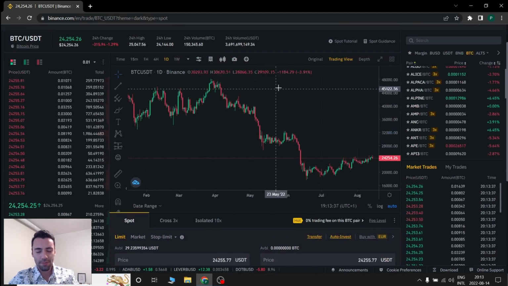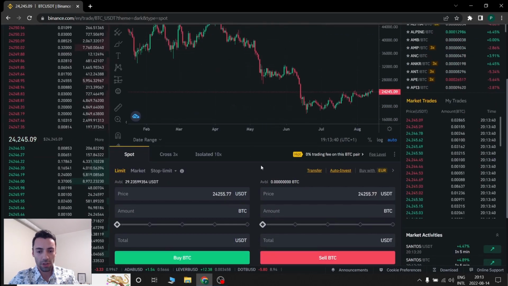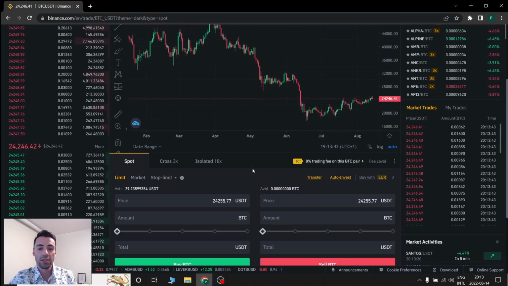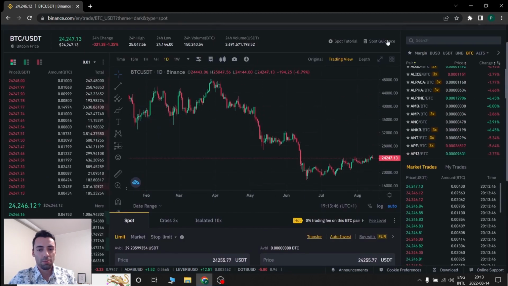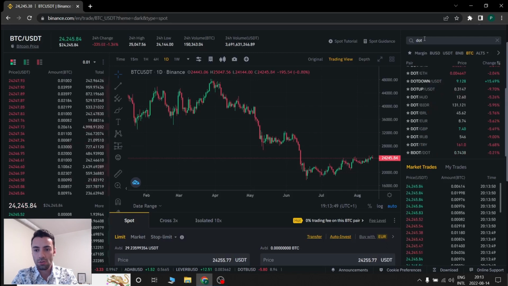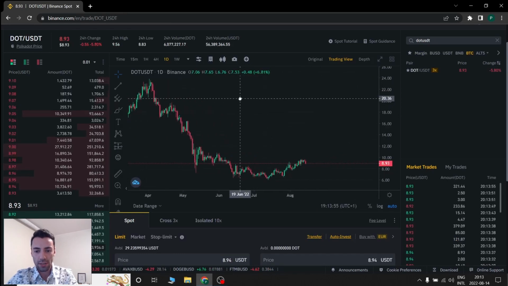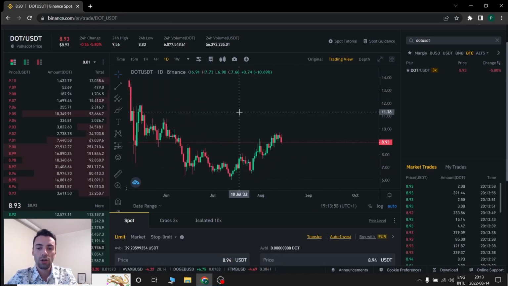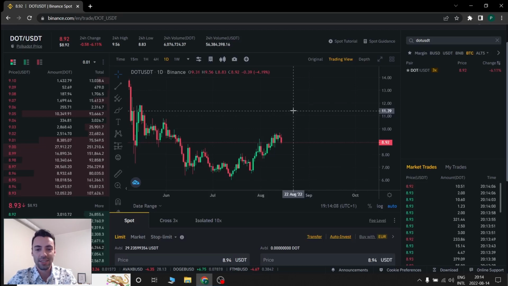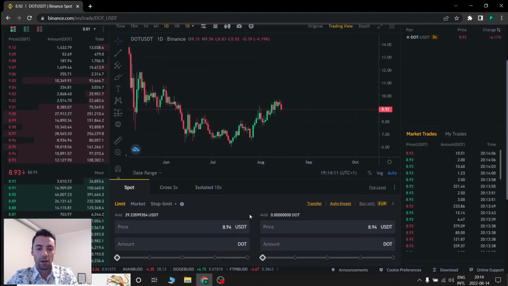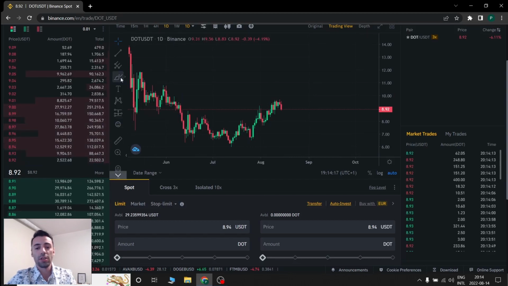The limit is the most simple way of opening a position on Binance. For example, let's go through Polkadot, or DOT per USDT. So here, one token of Polkadot is worth around $8.90. So for example, you analyze and you predict that the price of Polkadot will decrease.